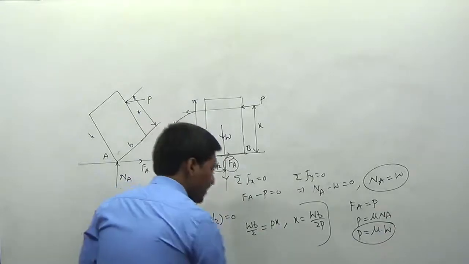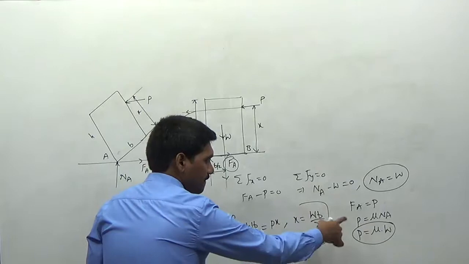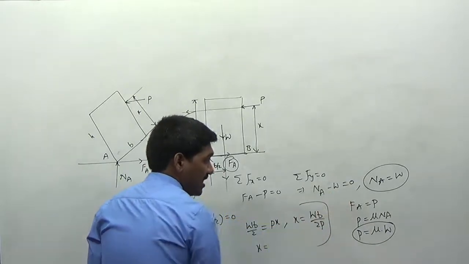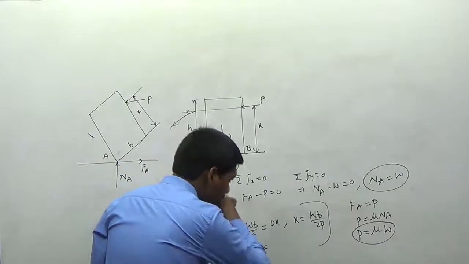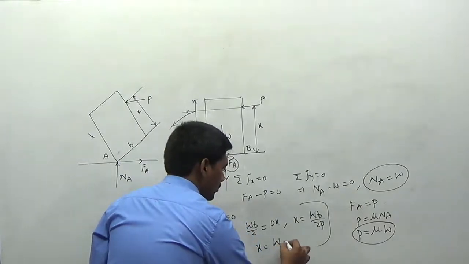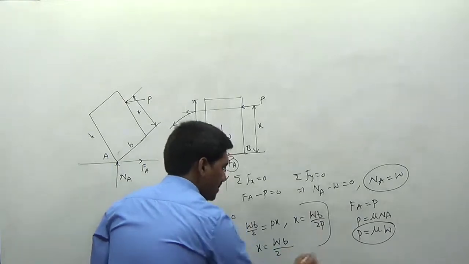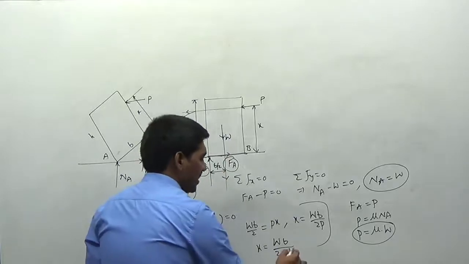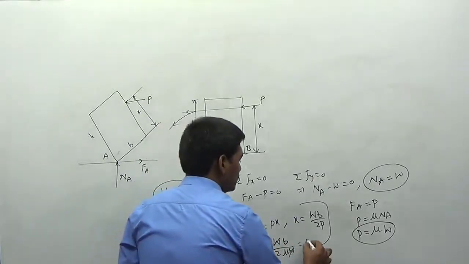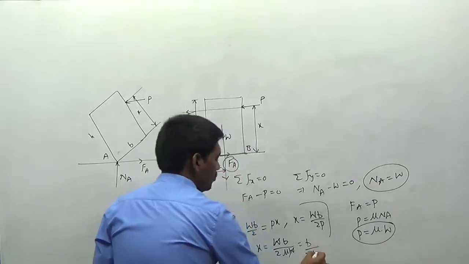Now I am substituting the value here. So x is equal to, what is the value of W here? I can write the value of W is equal to NA. So write the value of W here: W into B divided by 2 multiplied by, what is the value of P here? Mu into W is the P. Therefore, if you cancel these two, you will get the value x is always equal to B by 2 mu.